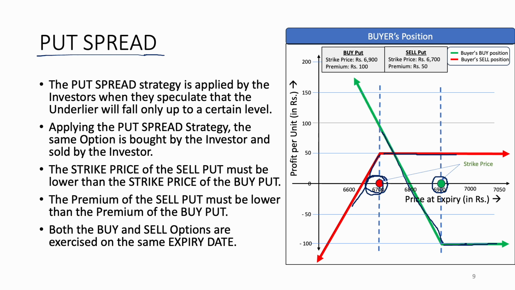The second condition is that the premium we pay for buying a put option should be greater than the premium we receive for selling a put option. The other conditions of a spread remain the same: the underlier has to be the same, the quantity traded has to be the same, and both must be exercised on the same expiry date.